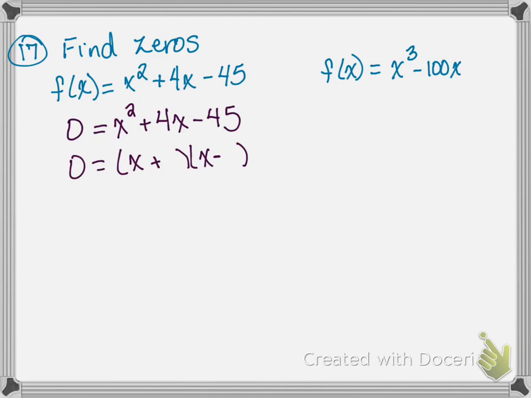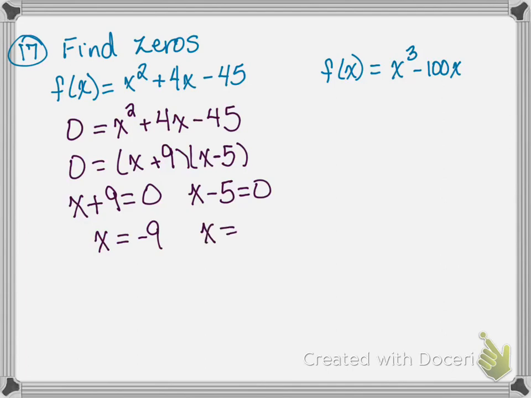Now, because our sum is positive, that means our higher absolute value number is going to be positive. So in this situation, 9 times -5 is going to give us -45, and 9 plus -5 is going to give us +4. So we set each one of these factors equal to 0, and then we solve. So our zeros, or our solutions to this, are -9 and +5.